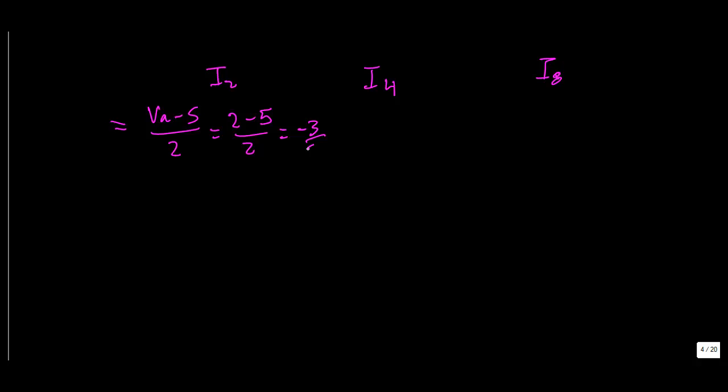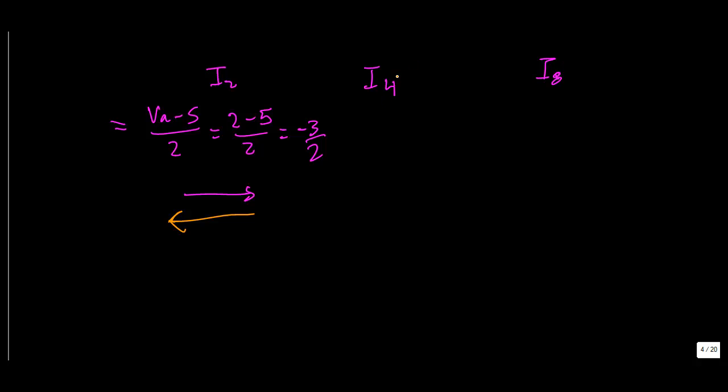So what we have is our currents through the 2 ohms, the current through the 4 ohm, and the current through the 8 ohm. And we know that this is equal to (VA minus 5) over 2, which was our equation earlier, which is equal to (2 minus 5) over 2, which is equal to negative 3/2. Like I said, we picked the current to go in this direction. What that means is the current is actually going in this direction.